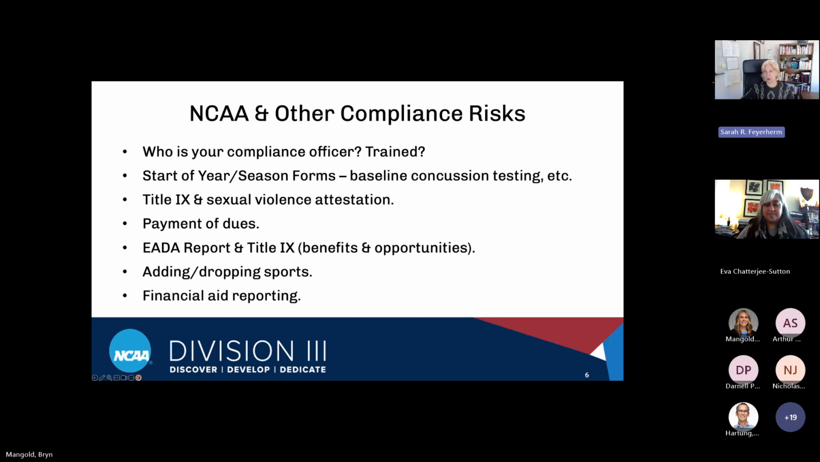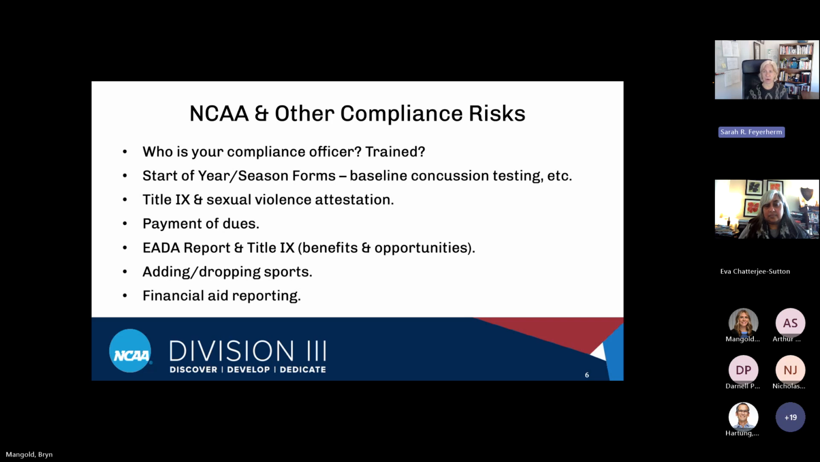There are all sorts of forms. There's a kabillion of them, and I'm not even going to go through all of these. And then you may have your own institutional health forms, your baseline concussion testing. For the NCAA, there are yearly forms for Title IX education, as well as a sexual violence attestation that student athletes have to sign, attesting that you've done certain things. There's things like the payment of dues schedule. There's the EADA report, as well as ongoing compliance around Title IX.